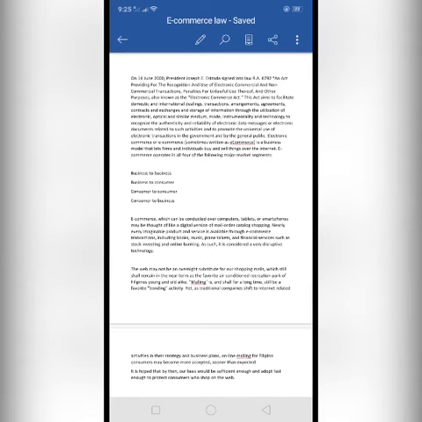Electronic commerce or e-commerce is a business model that lets firms and individuals buy and sell things over the internet. E-commerce operates in all four of the following major market segments. Number 1, business to business. Number 2, business to consumer. Number 3, consumer to consumer. And number 4, consumer to business.